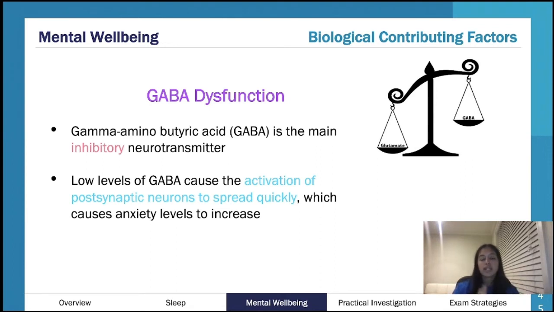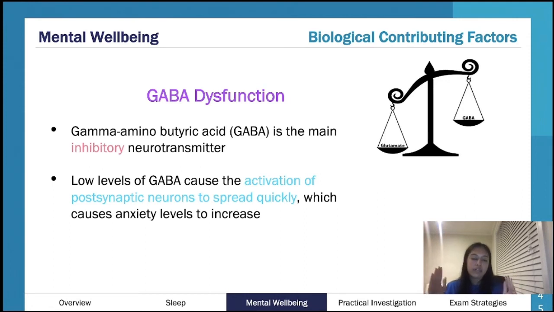So with your biological factors, we've got GABA dysfunction. You would have talked about GABA in Unit 3. GABA is the main inhibitory neurotransmitter, so we think about its role being to calm down your neurons. When we say dysfunction, we're thinking about lower levels of GABA, which can lead to anxiety and a more anxious response, because you've got less of this inhibitory neurotransmitter. It means your neural pathways are firing more frequently than they should. This can lead to overactivity of the neurons, and therefore this anxious response. So that's what we're thinking about there.